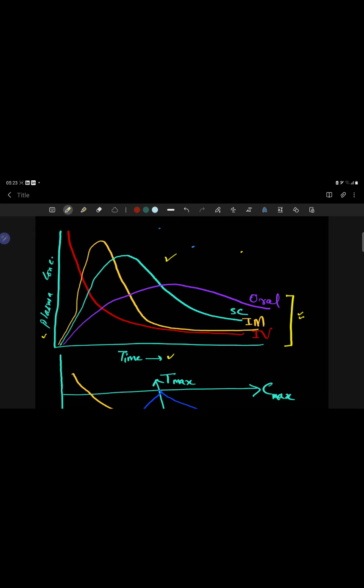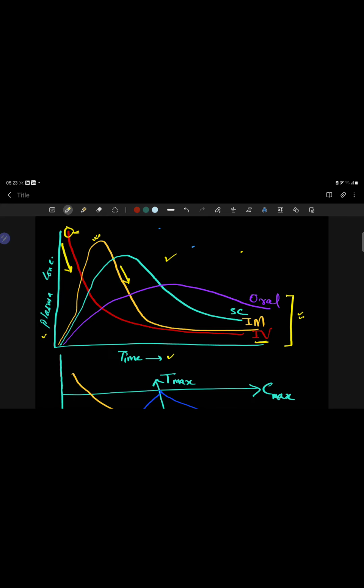Okay, so here we see IV drug. When any drug is given by IV, what happens? The bioavailability is maximum, the plasma concentration becomes maximum, and gradually it decreases, right? Something like this. What happened in intramuscular? It sharply increases, the concentration increases, and then gradually it decreases, right?